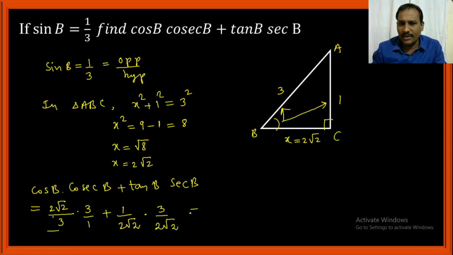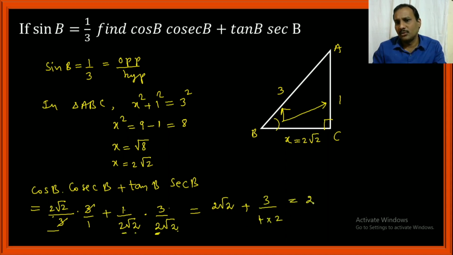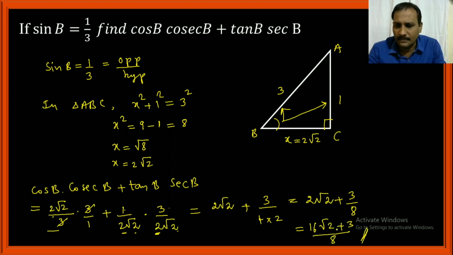Now let us simplify this. So 3 and 3 gets cancelled. You have 2 root 2 plus 1 into 3 is 3, over 2 root 2 into 2 root 2, that is 2 2s are 4 into root 2 into root 2 is 2, that is 8. So that is equal to 2 root 2 plus 3 by 8. And further you can simplify and you will get it as 16 root 2 plus 3 by 8. So this is the answer. Next.